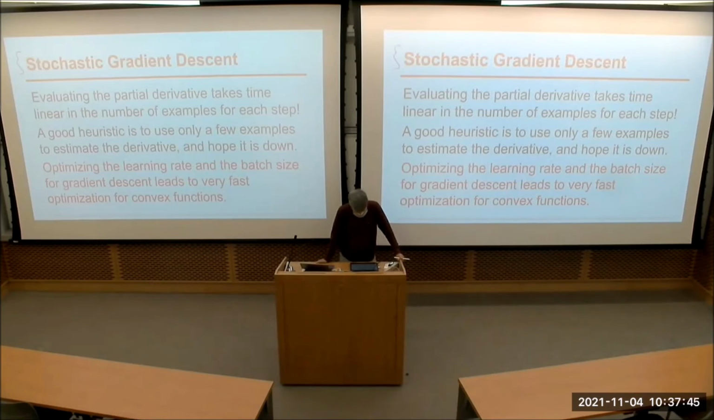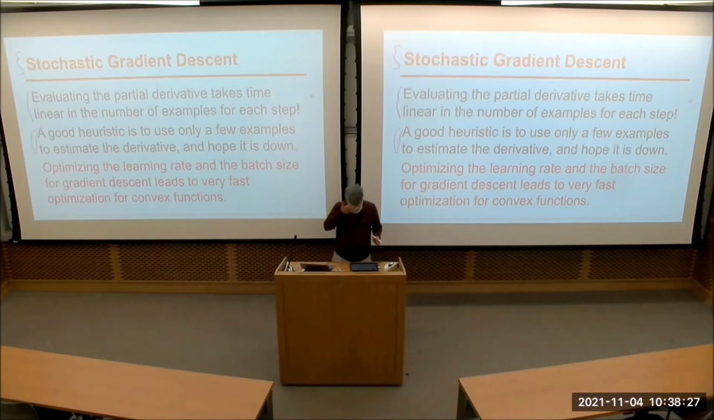What is the idea? If evaluating the partial derivative at any point takes time linear in the number of examples, if you have a big training set, this is going to be expensive. A heuristic that you can use is to take only a few of the examples, perhaps picked randomly, and estimate what the partial derivatives are just using the small set of examples.